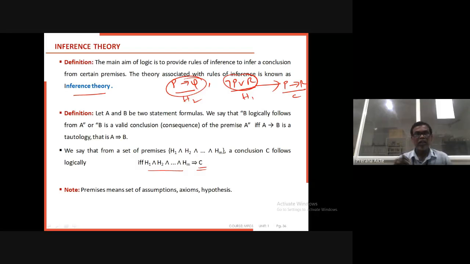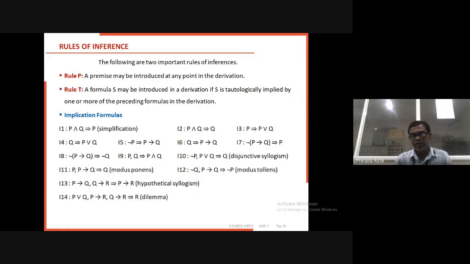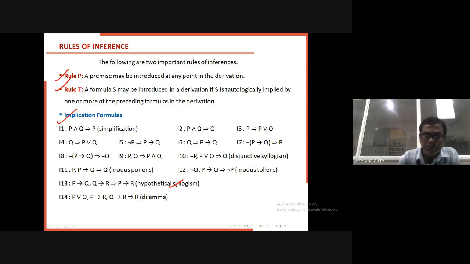If you want to derive the conclusion from the set of premises, we use rules like rule P and rule T. Rule P means in the derivation process, I may add any proposition. Rule T means I may apply any equivalent formula, which we already discussed previously. These implication formulas and equivalence formulas may be used in the derivation process.